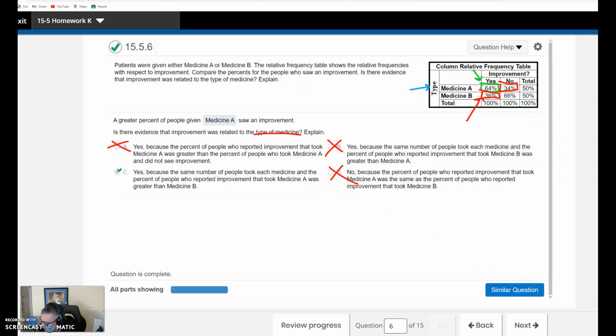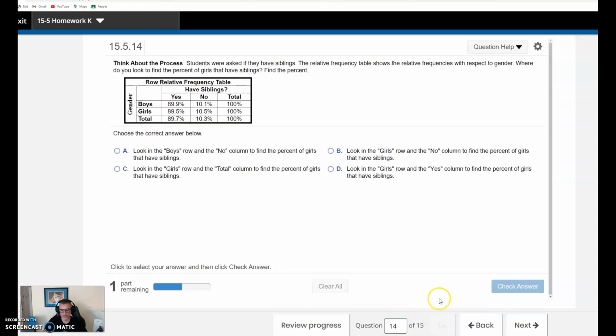All right, the last question I'm going to go over is number 14. Students were asked if they have siblings. So again, I'm going to stop right there. Let's look at the table. Have siblings, we have a yes or a no. And then they're looking at it from a gender perspective, boys or girls.